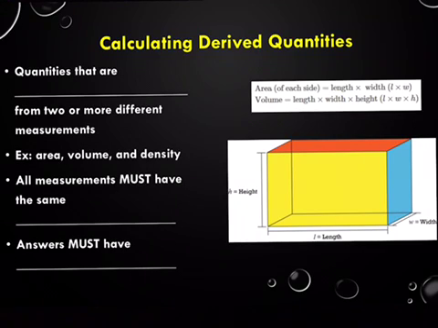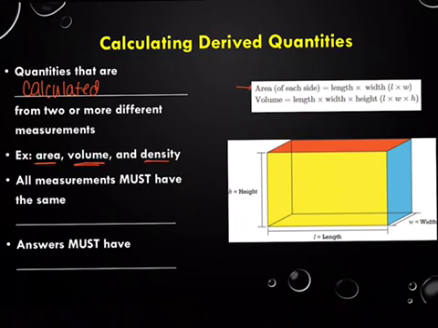Derived quantities or numbers are numbers that are calculated from 2 or more different measurements. So examples here that you're probably familiar with are area and volume, and maybe new to you would be density. All 3 of these require math in order to get the answer.